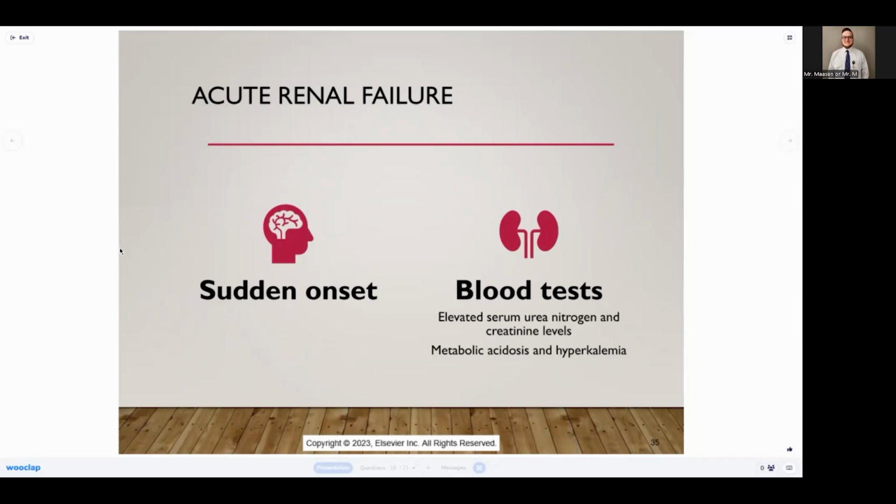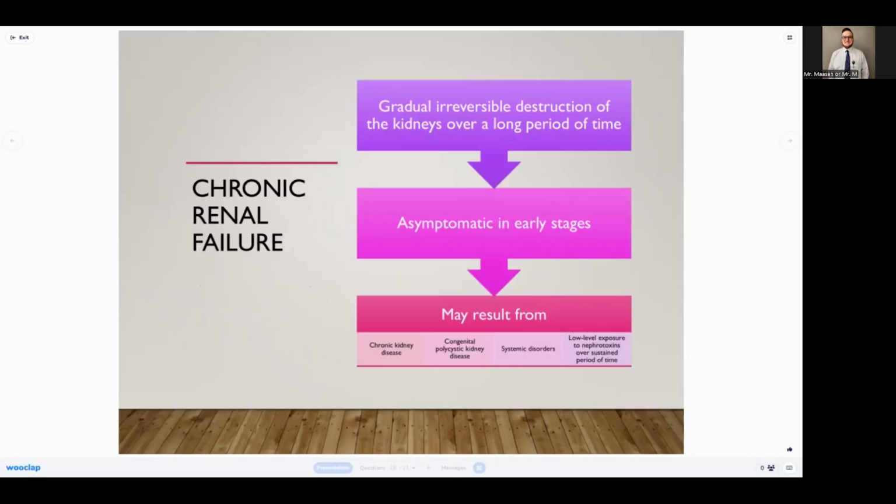What's going to show, usually, again, is sudden onset, with elevated BUN and creatinine. They may have metabolic acidosis and high potassium in acute renal failure. But again, these are similar signs to some of the chronic renal failure. So chronic is gradual, over a long period of time.